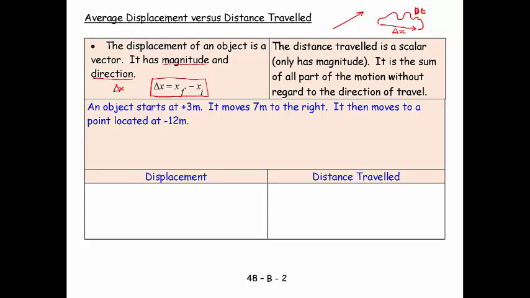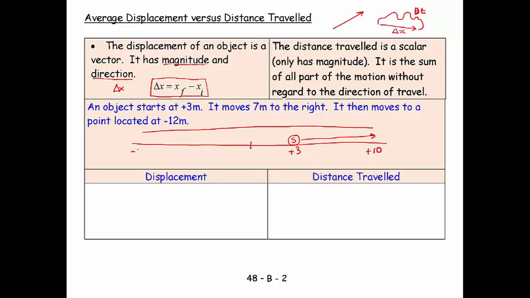So here's a typical problem. An object starts at +3 meters. What's not said is we're on a number line and we start off from here and we're at +3. It moves 7 meters to the right. So we go along here and now I know I'm at +10. It then moves to a point located at -12 meters. So it goes all the way back here until it's at -12 meters.